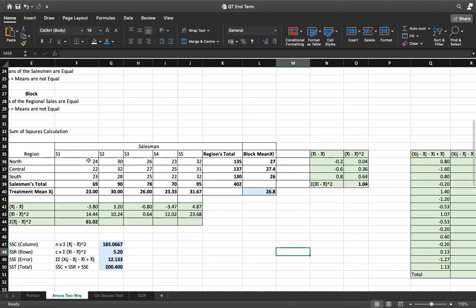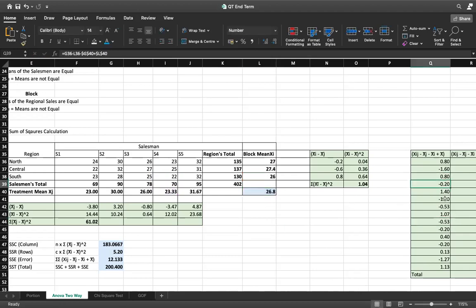The calculation is simple. You take xij, subtract your block mean for that row, subtract your treatment mean for that column, and add your grand mean to it. So 24 minus 27 minus 23 plus 26.8. You do this for each and every column. I'll take this one also: for 22, you'll be subtracting 26, subtracting 23.3 and adding 26.8. This is how you will be filling your table.